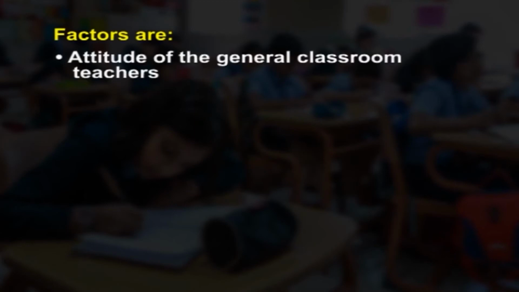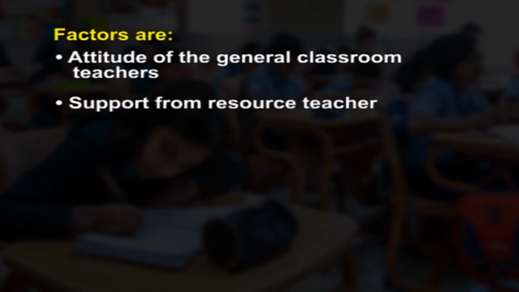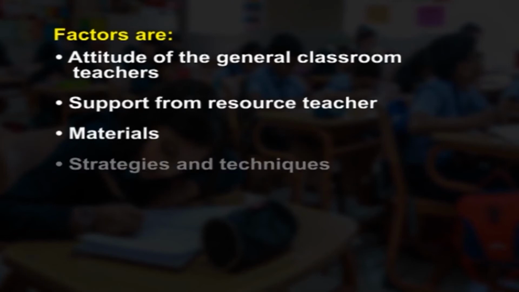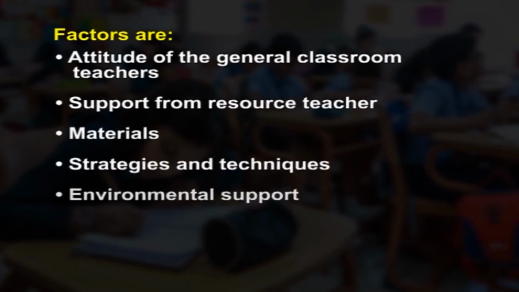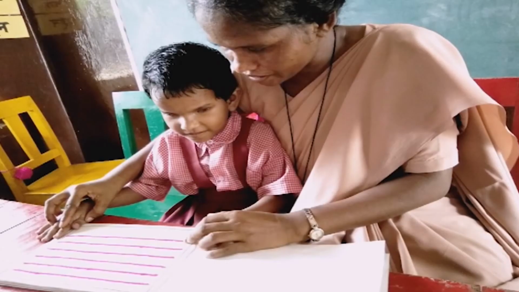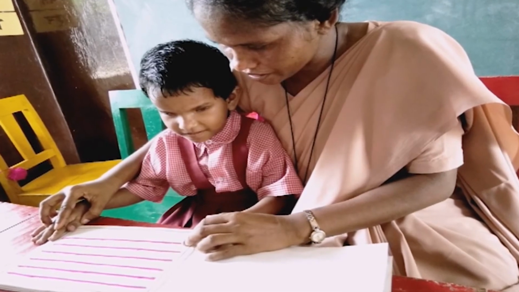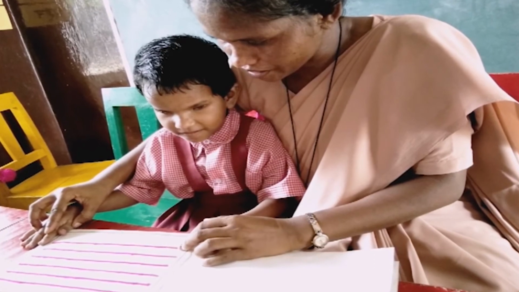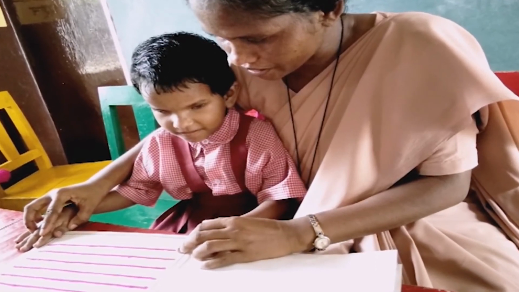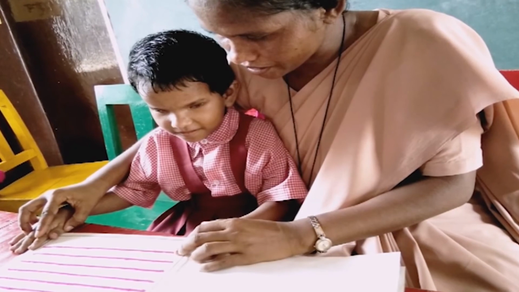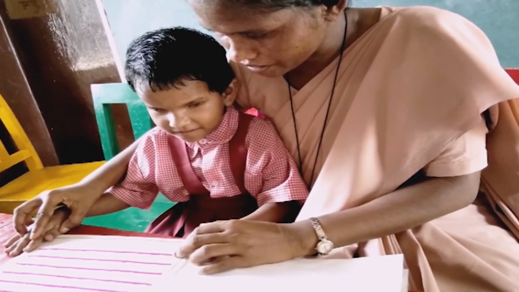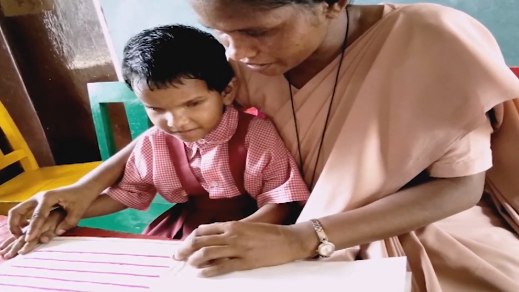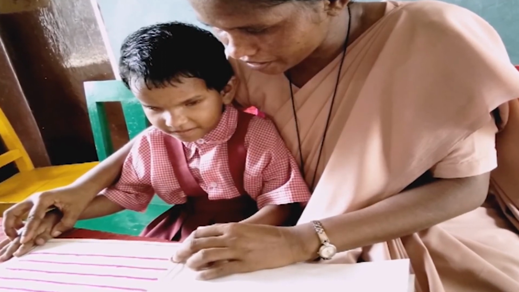The factors are attitude of the general class teacher, extent of support from resource teacher, materials, strategies and techniques, environment support, parent support and peer support. General education teacher is the responsible person to adapt and implement the curriculum for special needs students in inclusive classrooms. So, their attitude towards children with low learning abilities and effectiveness of curriculum adaptation is important.